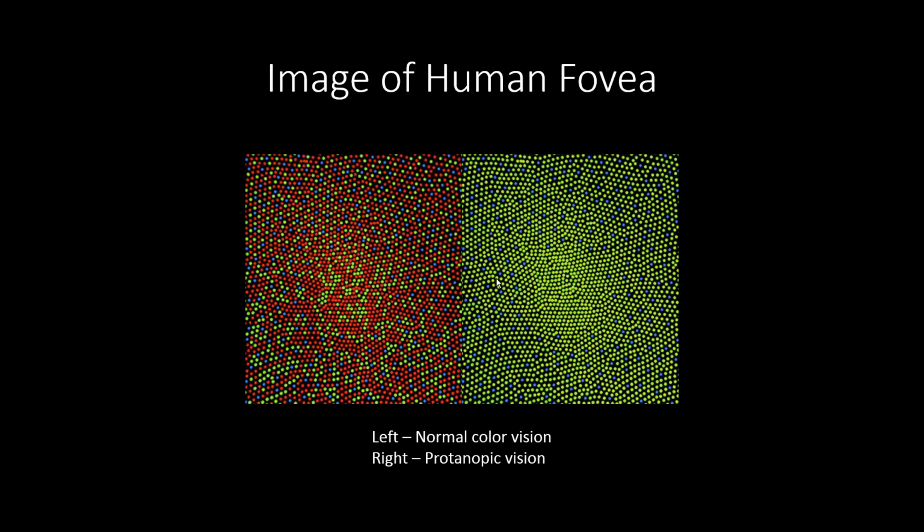This is an image of the human fovea. On the left there's normal human color vision, and on the right there's protanopic vision. You can see that on the right the red cones are completely missing from that image, and that this person would not be able to perceive a red light at all.